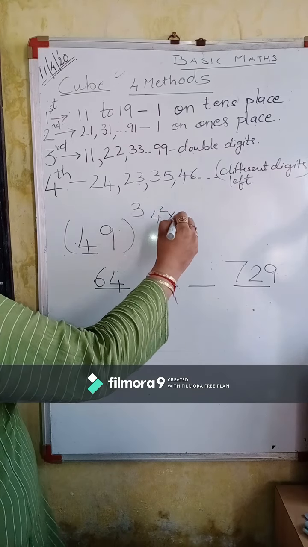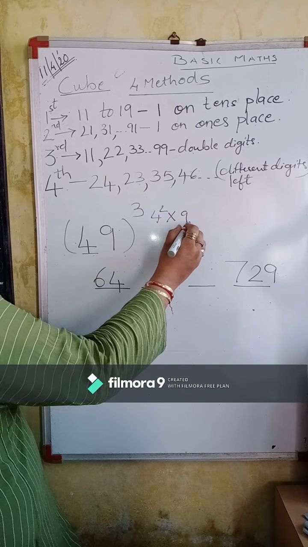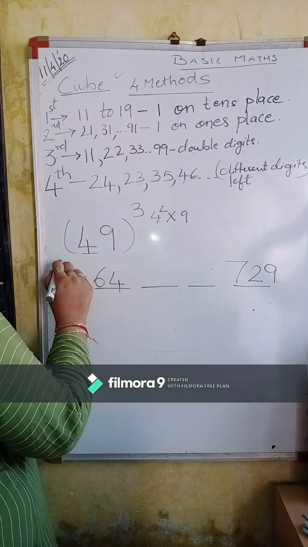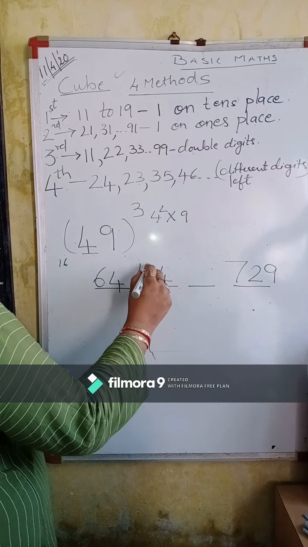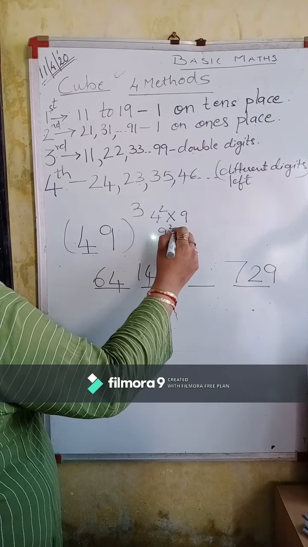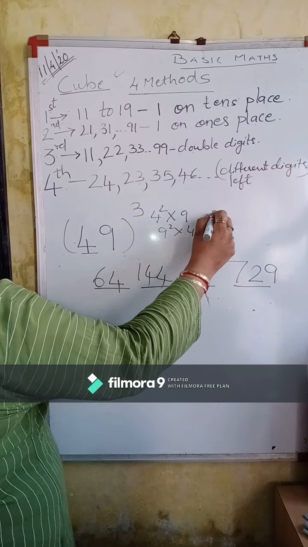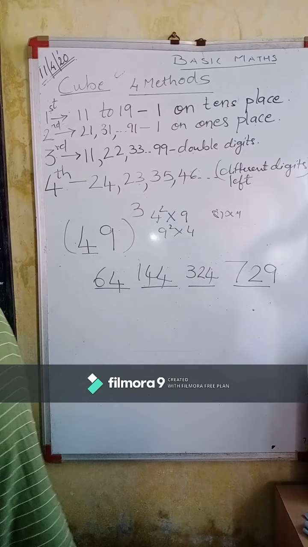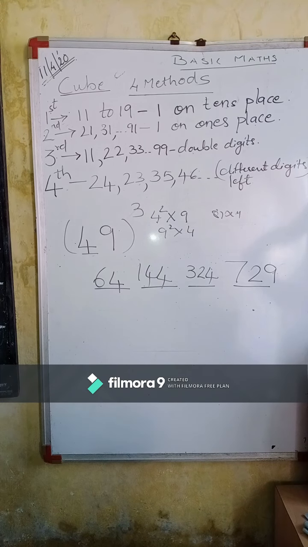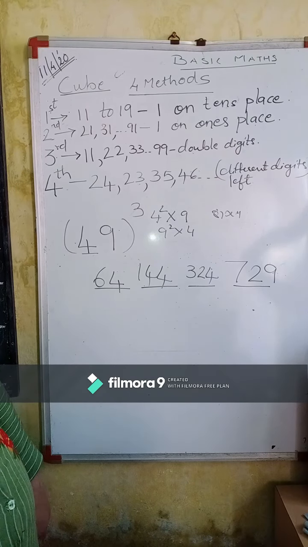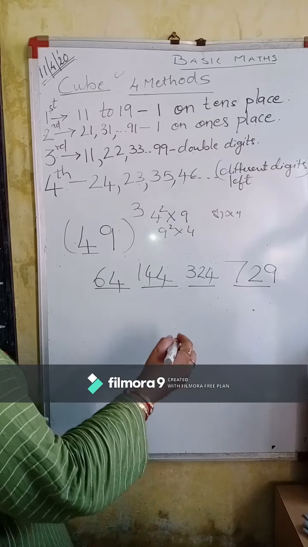4 square into 9. 4 4s are 16. 16 9s are 144. 9 square into 4. 9 9s are 81 into 4, 324. Okay. 117649. Yes, Ujjwal, your answer is correct.